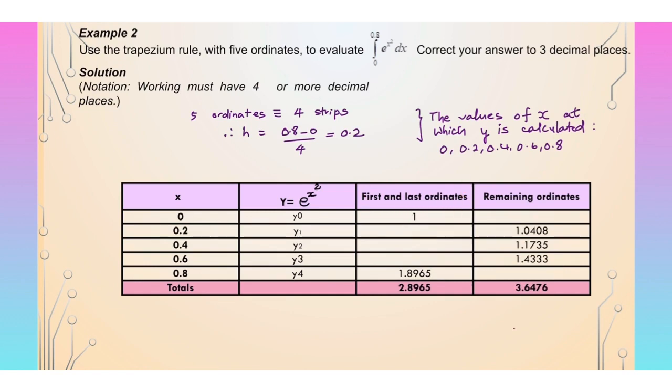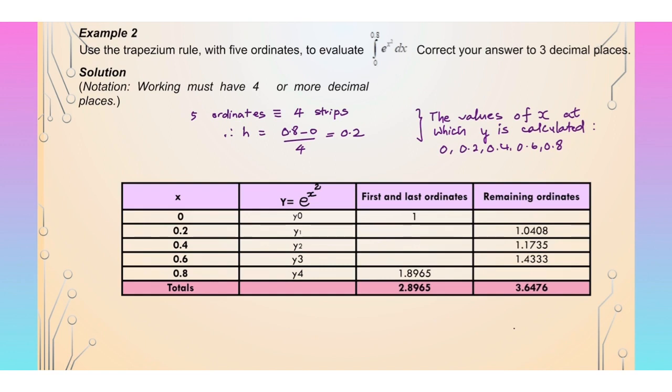Now we shall put the value of y naught. That is when e power 0. We use this function, so substitute x as 0, so e power 0 is 1. And we go to the last one, this is y equals e power 0.8 squared. Use your calculator, then we have 1.8965.